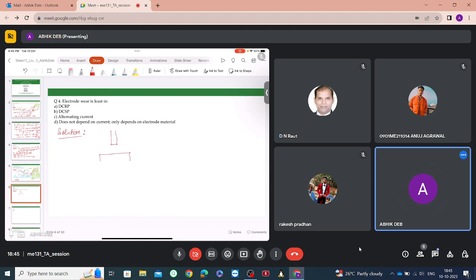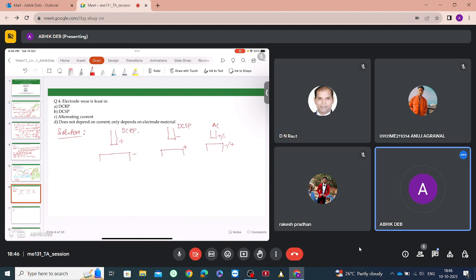polarity. Okay. So if the electrode is positive and the workpiece is negative, that is called a direct current reverse polarity. In direct current straight polarity, the electrode is negative and the workpiece is positive. Then this is direct current straight polarity. What happens in alternating current? The polarity of this keeps on changing. It will be plus and minus, and this is minus and plus. Okay. So like for 50% of the time, it will be reverse polarity, and 50% of the time it will be straight polarity. So obviously the electrode wear depends on the current.